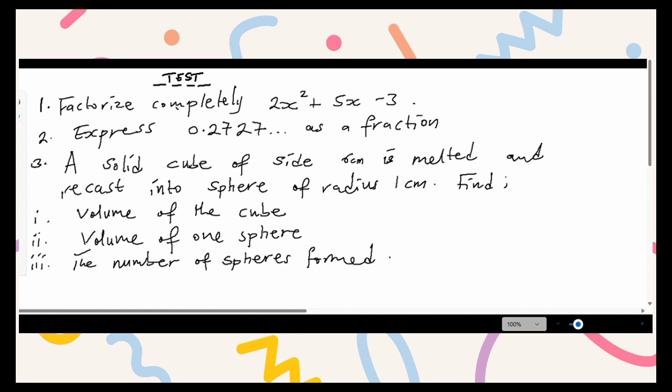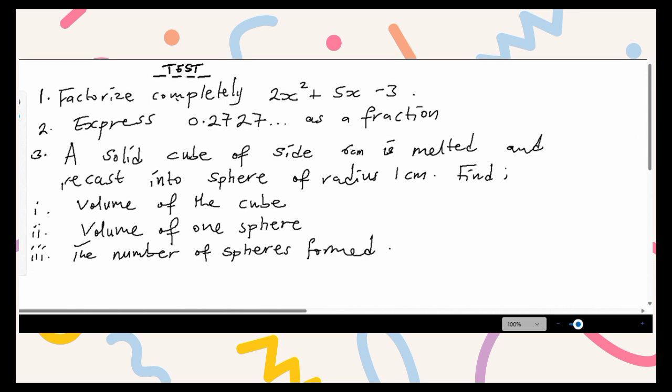Question 3 says a solid cube of side 6 centimeters is melted and recast into a sphere of radius 1 centimeter. Find (i) the volume of the cube, (ii) the volume of one sphere, and the number of spheres formed. Right, so let us do the solutions downwards.